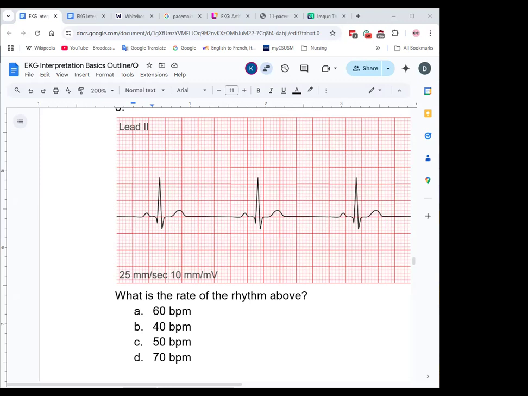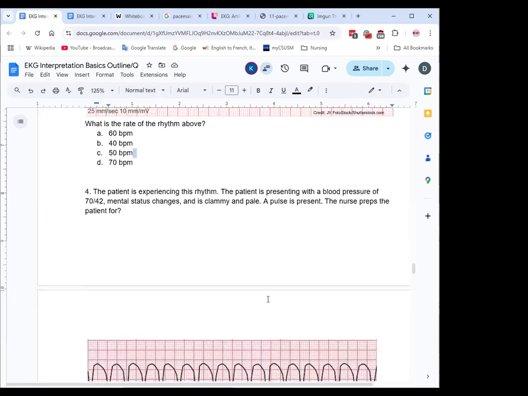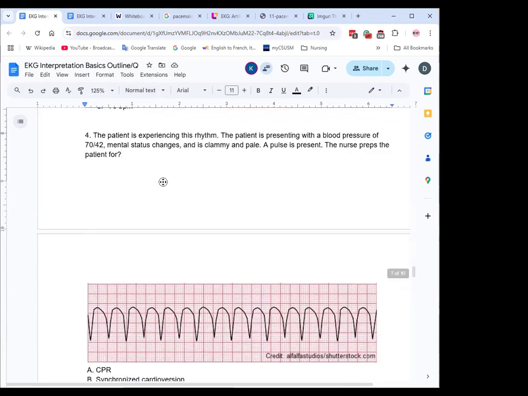If you are off by that one, because it's not always going to be the most accurate, then you get 48, but there's no 48 here, and the closest one is 50, so you would just pick 50. But that's just to make sure you remember the small box method: it's 1,500 divided by the number of small boxes in between.